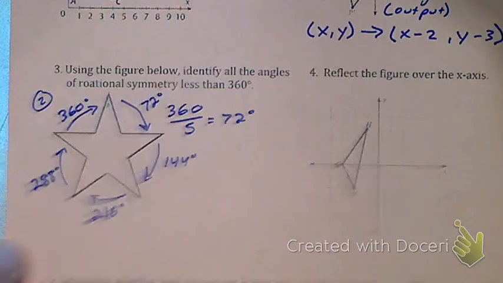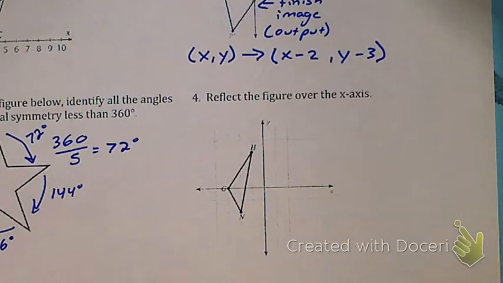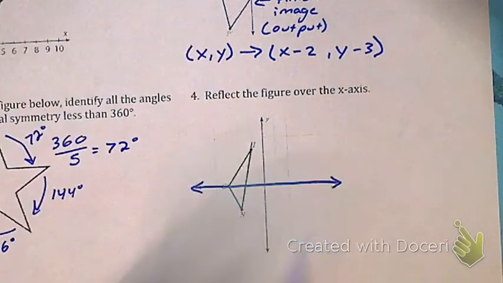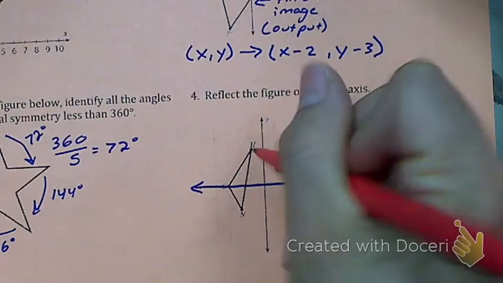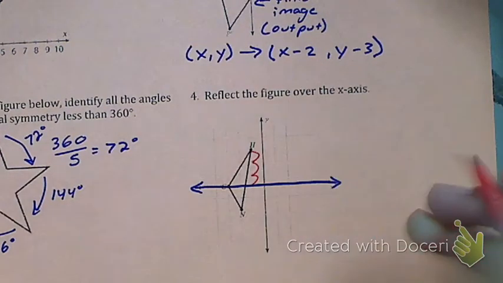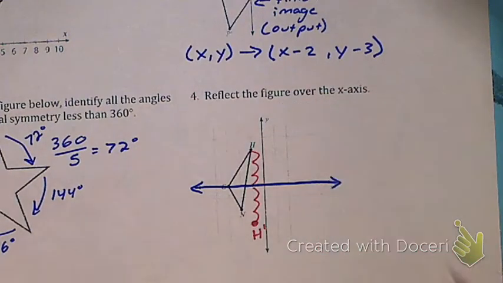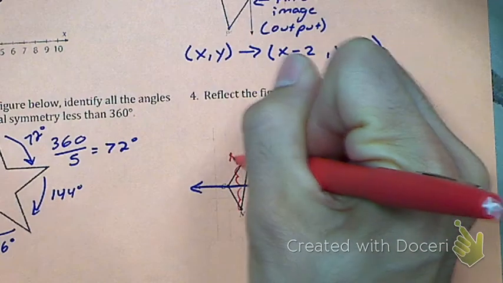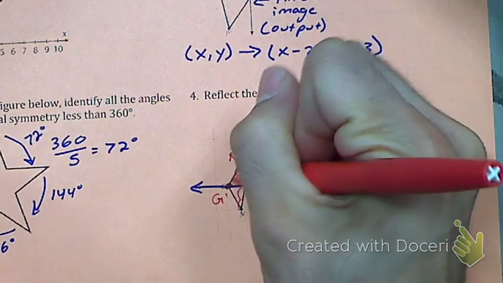Number 4. Reflect the figure over the x-axis. Which is my x-axis? The one going horizontal. Right here. This one's an easy one because you count how many units away it is, and you just count the other side. Meaning h, 1, 2, 3. So you go 1, 2, 3 to give you h what? Prime. N is 2. So n prime is 2. G is on there, so it stays there. It becomes G prime.